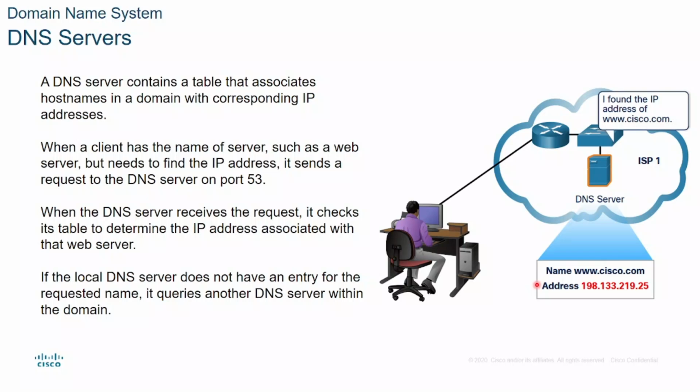So when a client has the name of a server, such as a web server, but needs to find the IP address, it sends a request to the DNS server on port 53. When the DNS server receives the request, it checks its table to determine the IP address associated with that web server. If the local DNS server does not have an entry for the requested name, it queries another DNS server within the network.